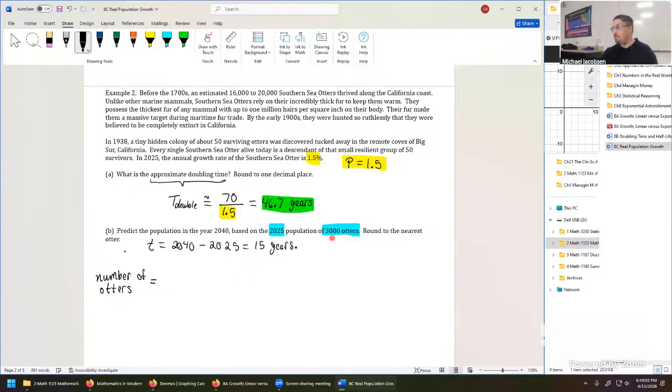It's going to be the initial amount, 3,000, the amount initially in 2025 is how we're considering this, not the original 50 survivors, which makes sense because, again, the growth rate in 1938 was probably quite a bit different than 2025. So we're using this figure, 3,000, multiply that against 2 to the power of a time t, 15 years, divided by the doubling time, 46.7 years.